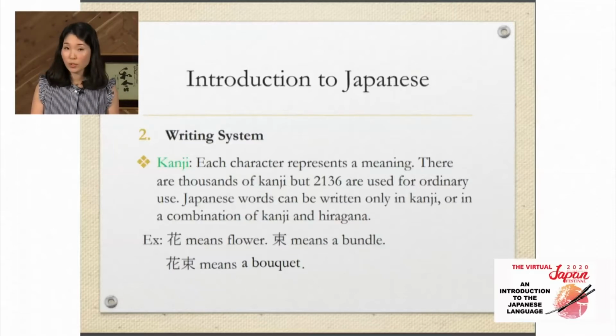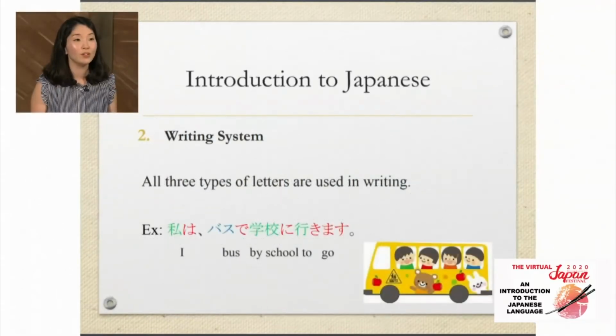So Japanese words can be written all in kanji or a combination of kanji and hiragana. I put some examples there. The first kanji in the example is hana, meaning flower. The second one means bundle. Okay, these two kanji together, guess what that means? It means a bouquet. Now in Japanese, we use all three types of writing system in writing.